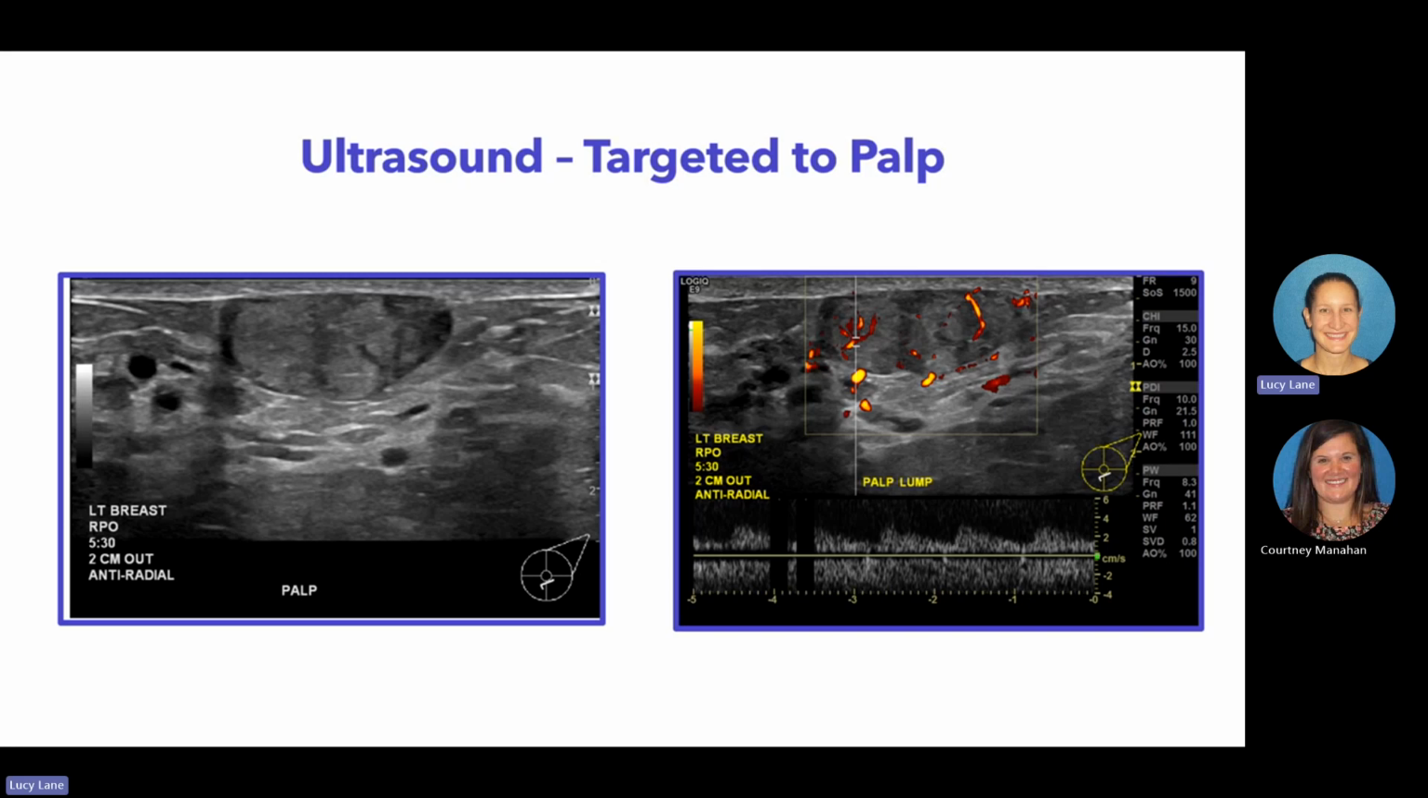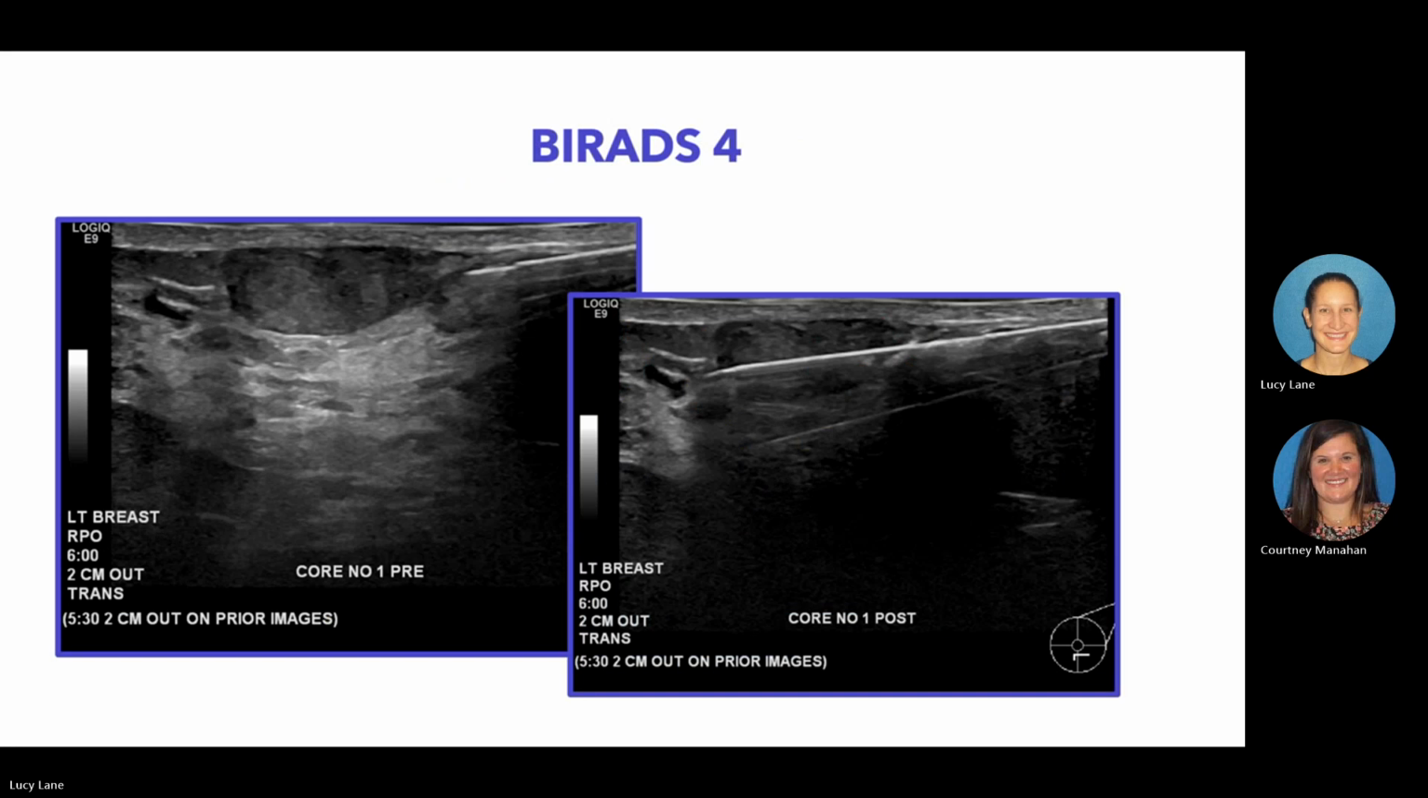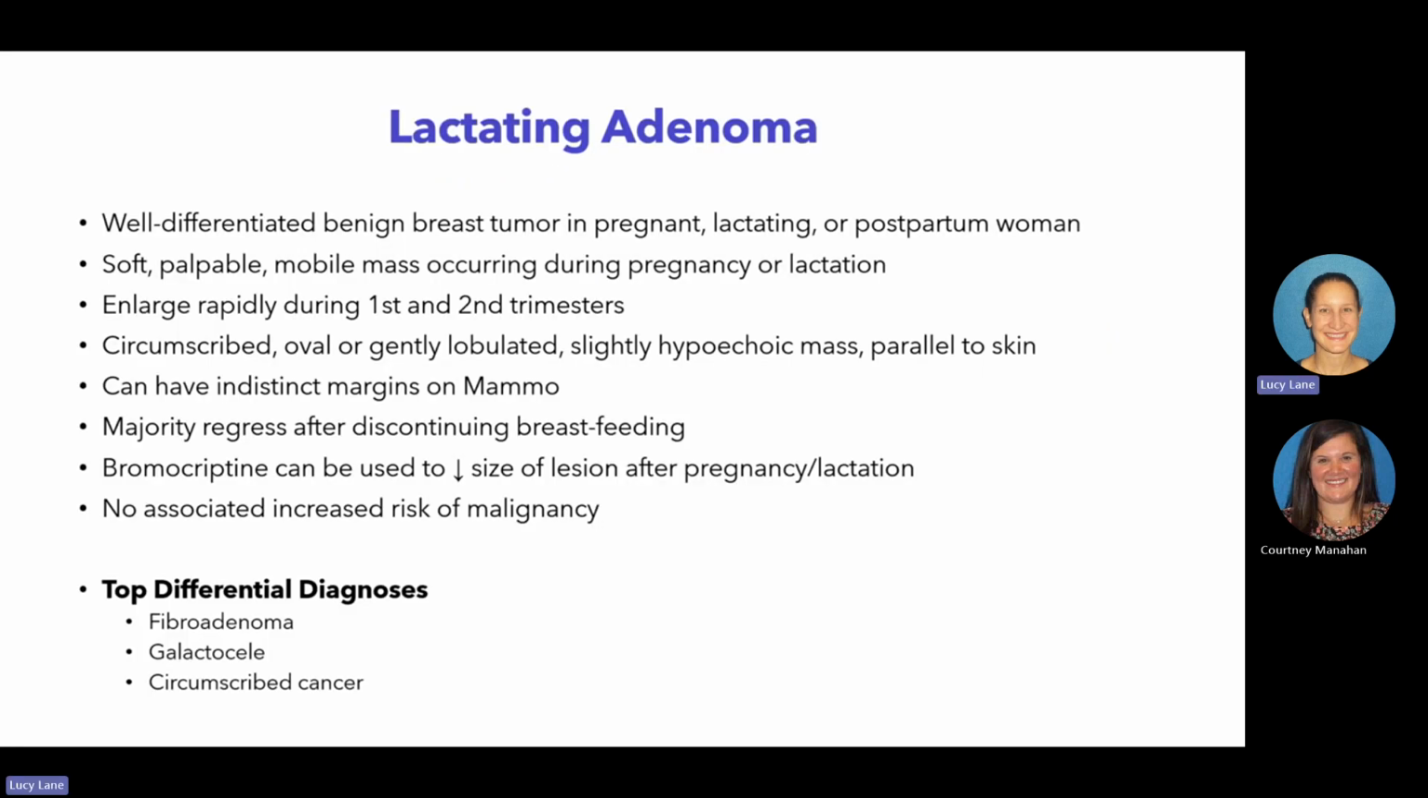On ultrasound, targeted to the area of palpable concern, we see that there is a mass, and you can see it there in the center. It has blood flow. It's a little bit heterogeneous, and it has really nice margins, very smooth on the edges. We biopsied this, and it turned out to be a lactating adenoma. So this is a very well differentiated benign breast tumor in pregnant, lactating, or postpartum women.